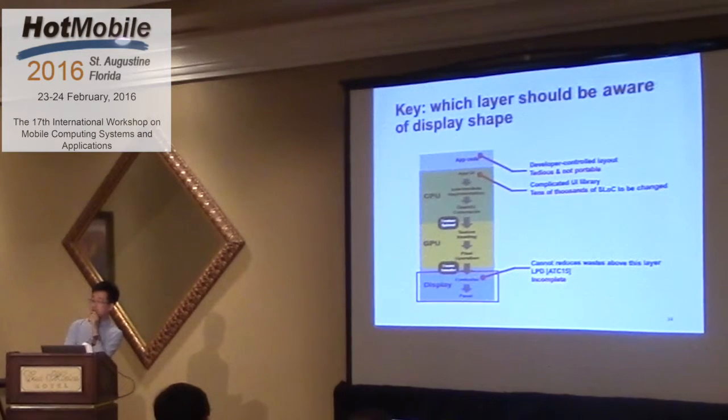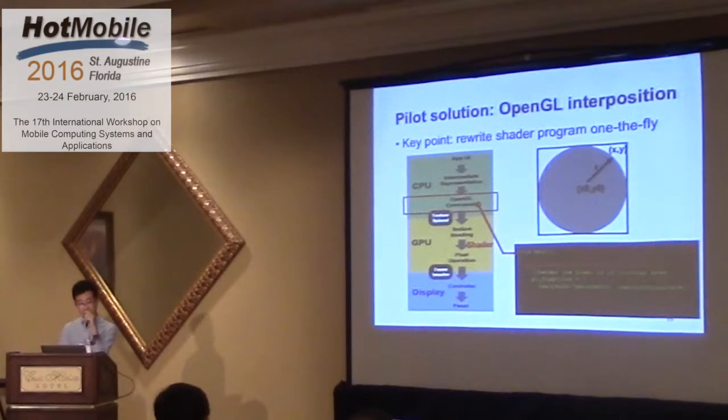So we propose a new solution on the OpenGL command layer. Our solution is OpenGL interception. The key point is we rewrite the shader program on the fly, just like the pseudocode. So our idea is easy. If the pixel is in the circular area, then we let the shader render it. Otherwise, the pixel will not be rendered.